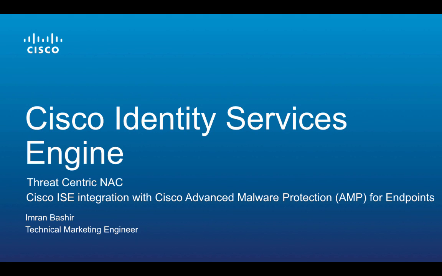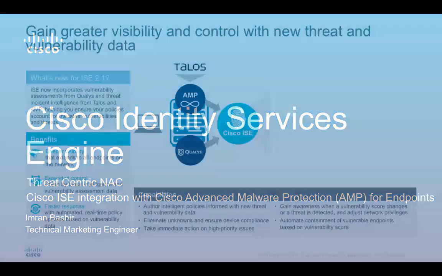Hello everyone, my name is Imran Bashir and I'm a technical marketing engineer from Cisco Systems, and I'm here to talk about Cisco ISE 2.1 integration with Cisco Advanced Malware Protection, as it's called, AMP for Endpoints. And the term we're using in this context is called Threat-Centric NAC. So the ability to actually apply network access control based on the threat information you're receiving from AMP for Endpoints.